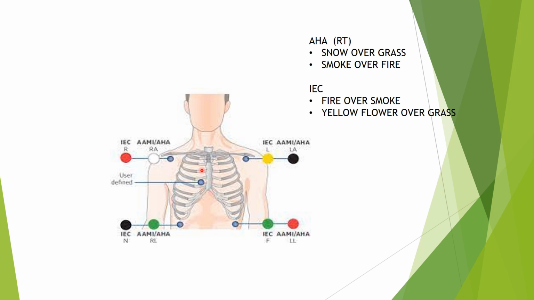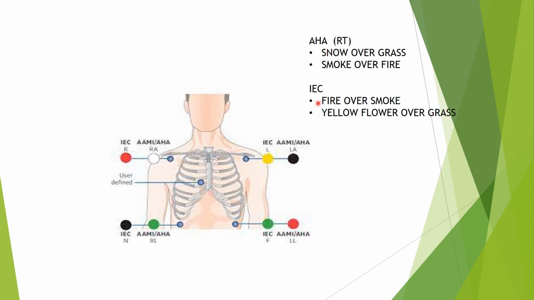So how will you remember this color coding? If you are getting AHA ECG cables, from the right side, we can remember it as snow over grass. So snow represents white color and grass represents green color. Snow over grass from the right side, and coming to the left side, it is smoke over fire. Smoke represents black color, fire represents red color. So if you are getting AHA color-coded ECG cables, remember this mnemonic: snow over grass and smoke over fire, starting from the right side.